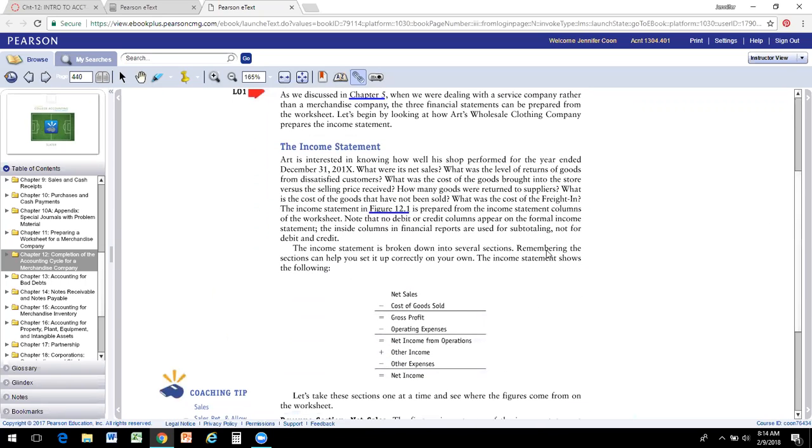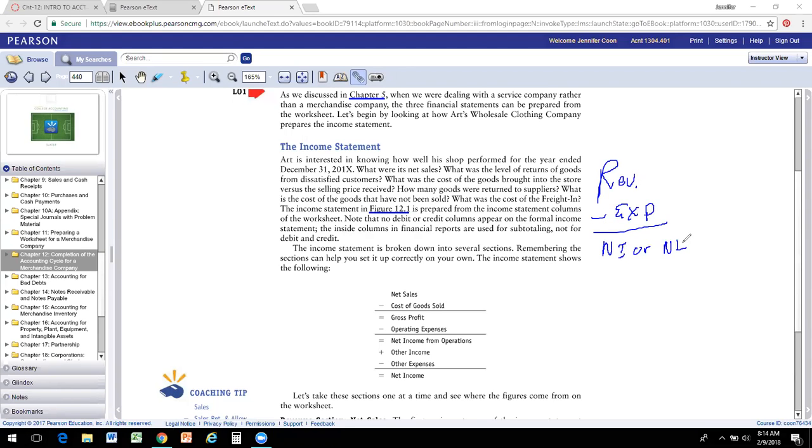So the first part is it talks about the income statement. And we used to come in and kind of have a basic income statement. Let's go with blue. So we would say revenue minus expenses gave us net income or net loss, right?